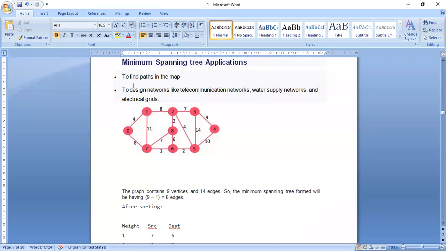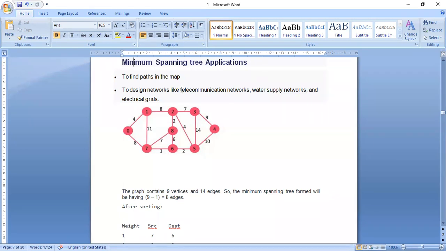To design networks like telecommunication networks, water supply networks, and electrical grids. So these are the applications in which I will be using minimum spanning tree. If I want to lay telecommunication underground cable between different cities in the country, then what I will do, I will find the minimum distance in which I will connect all the vertices. If you consider these vertices as cities in a given country, then the example is that I want to lay telecommunication cable between the cities in the country.